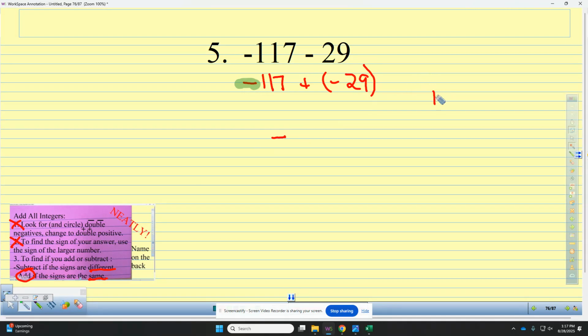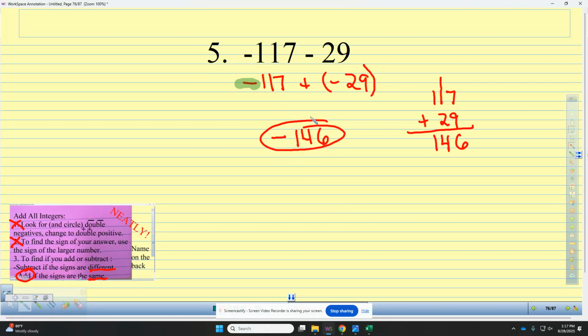So off to the side, I'm going to do 117 plus 29. 7 plus 9 is 16. Carry the 1. 1 plus 1 plus 2 is 4. Bring down the 1. And we're going to put that with our negative that we already have, so we get negative 146 as an answer. If I owe $117 and I borrow or I lose another $29, altogether I owe $146.